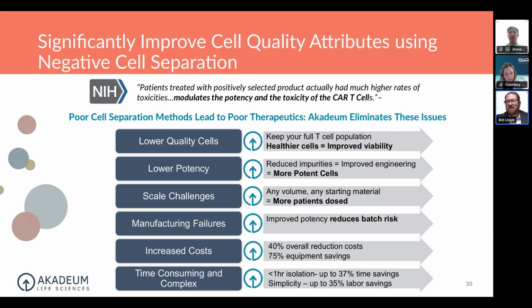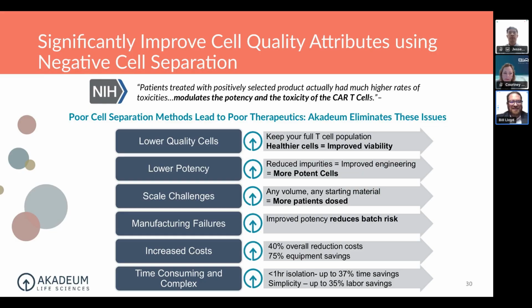How can we improve the COGS of these workflows? So in collaboration with Dark Horse Consulting, we did a workflow comparison where we demonstrated that an Acadium isolation can save over 40% overall costs on a workflow today and perhaps even more in the future.